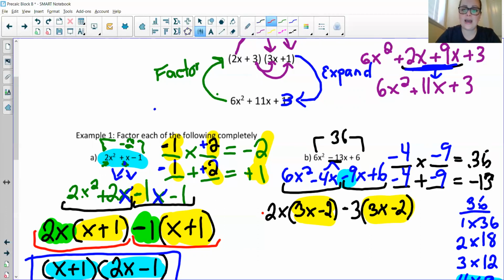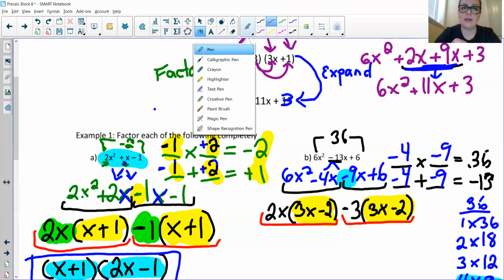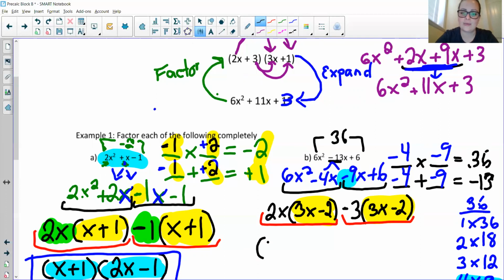The first one is 2x times 3x minus 2, and the second term is -3 times 3x minus 2. And those two terms have the same thing in common. They have a common factor, and their common factor is 3x minus 2. And if you divided both terms by 3x minus 2, you would be left with 2x minus 3.